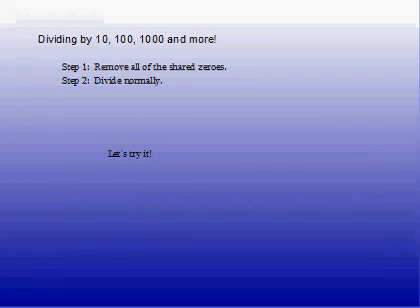Alright, here we are. We're dividing by tens, hundreds, thousands, and more. We're going to take away all of the shared zeros when we divide, and then just divide normally. Very simple. Let's go ahead and try this.